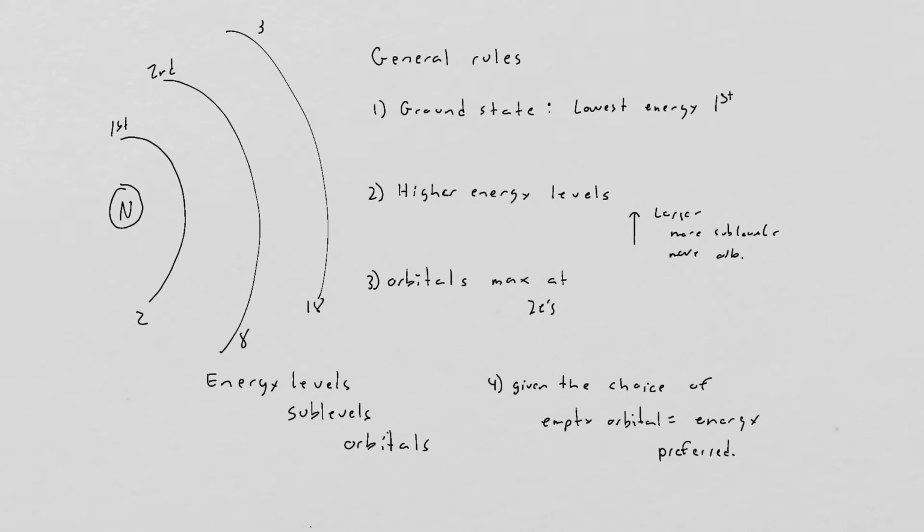All right, so the ground rules again. Electrons go in the lowest energy level first. Higher energy levels are bigger. They have more sublevels and more orbitals. The maximum number of electrons in an orbital is 2. And given the choice of an empty orbital or a half-filled orbital that already has 1 electron in it of equal energy, the electrons will always go into the empty one.